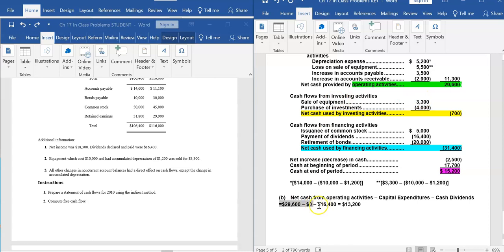And then we subtract out dividends paid, payment of dividends of $16,400. Overall, we had a positive free cash flow. Cash flows from operating activities exceeded capital expenditures and dividends paid for a positive free cash flow.